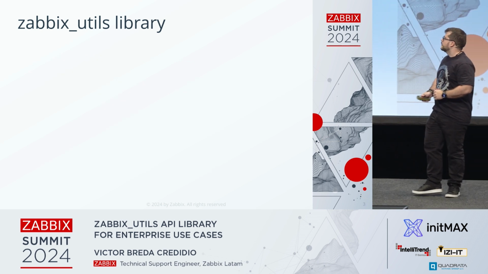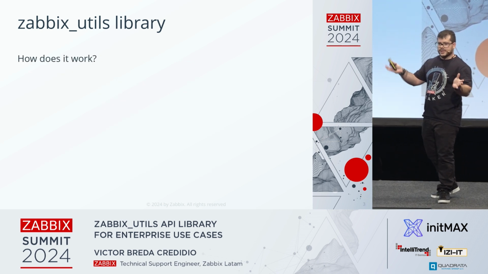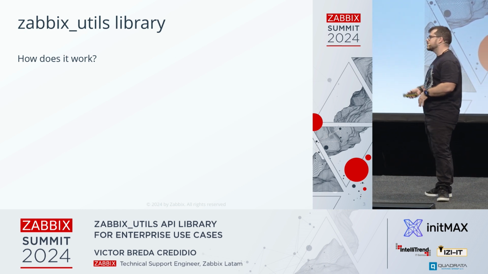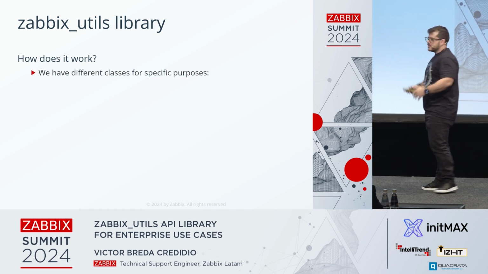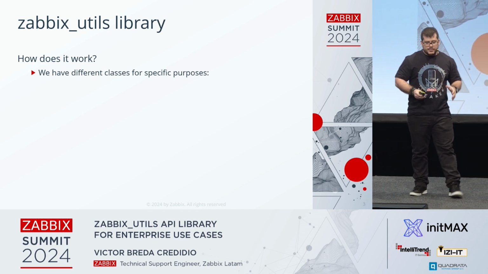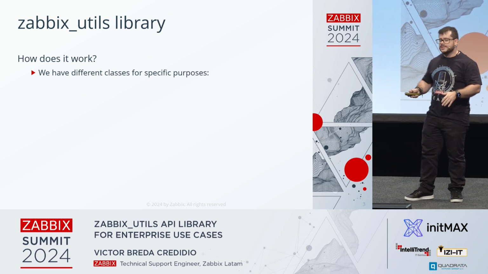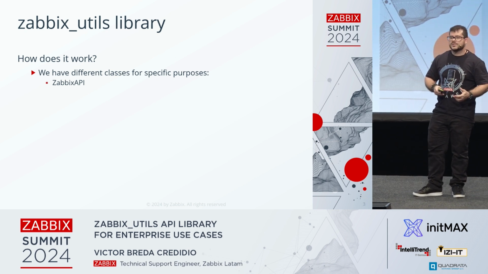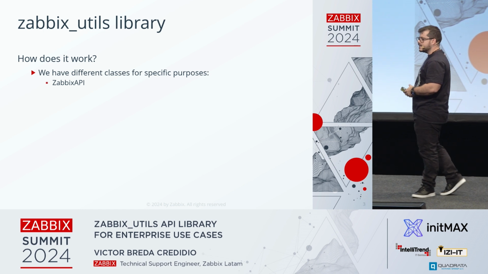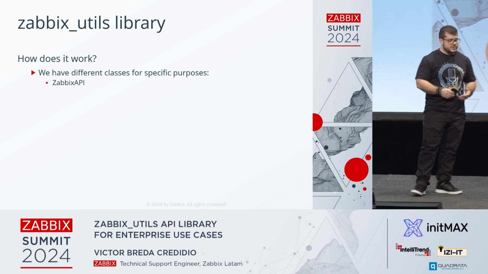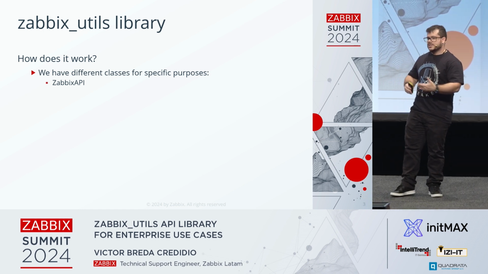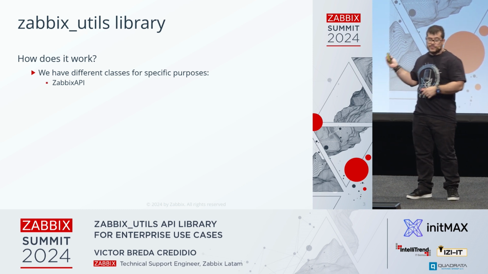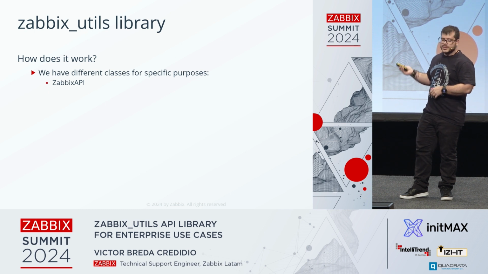And the last question, how does it work? Well, it's a library. You need to install it on your operating system to have it running and to create your scripts. But what do we have inside it? We have different classes for specific purposes. The first class is the Zabbix API. You can interact with the Zabbix API natively. No need to install anything else. You can just run the Zabbix utils and start writing your script in Python, and you can interact with the Zabbix API. Alexei also showed an example in the morning.